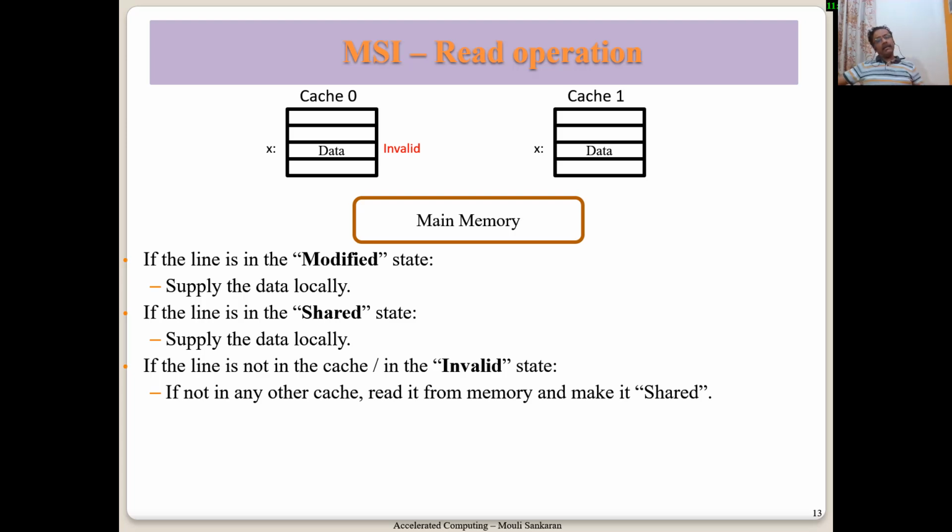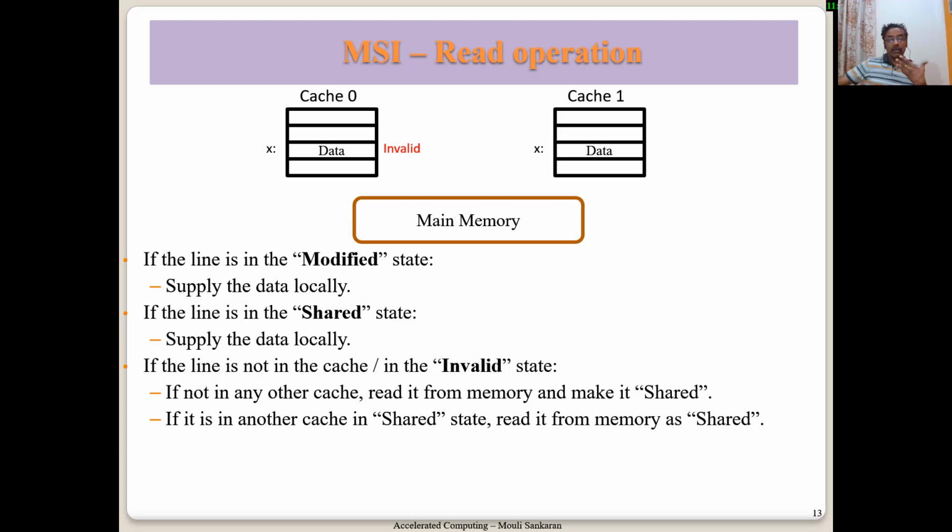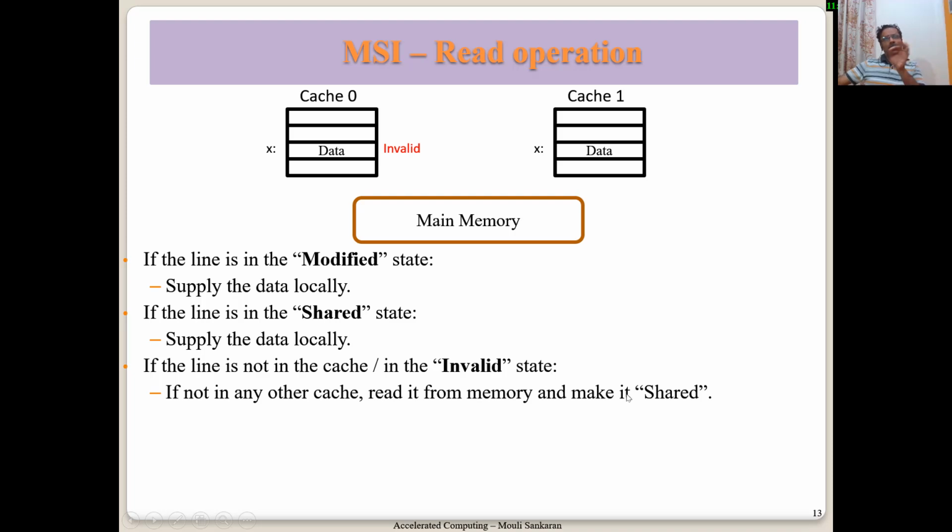Then you can read it from the main memory and keep it in shared state, because you are asking for a read operation. You are not modifying it. So if it is not in another cache, first read it from the memory and keep it in shared state, because you are only doing a read operation. That's why I said that if it is in shared state, it could be in only one cache, in only one core, or it can be in multiple places also. In this case, it is invalid in all other places, meaning you are reading it for the first time, the block is coming to this particular core, and it is doing the read operation.